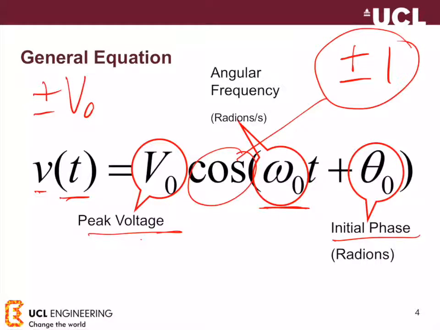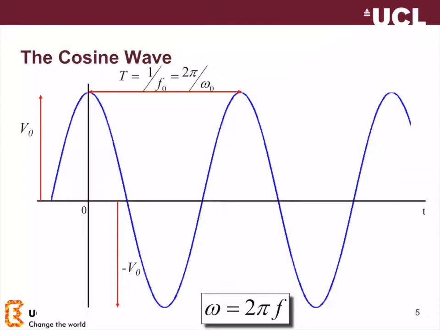So obviously at its maximum this will be 1, so it'll be plus v naught. At its minimum this element here will be minus 1, so this will be minus v naught. And so that's our basic function. As I say, we will usually use the cosine version of it, but exactly the same is true of the sine. So this is a cosine function here.